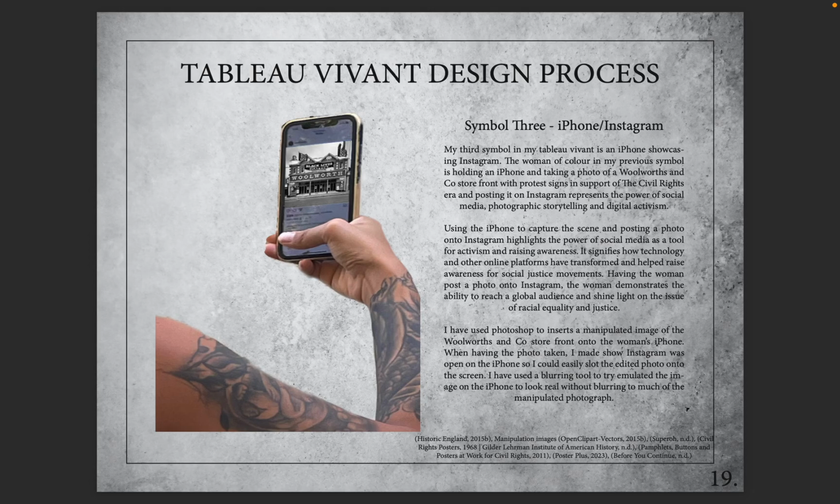I have used Photoshop to insert a manipulated image of the Woolworths & Co. storefront onto the woman's iPhone. When having the photo taken, I made sure Instagram was open on the iPhone so I could easily slot the edited photo onto the screen. I have used a blurring tool to make the image on the iPhone look real without blurring too much of the manipulated photograph.